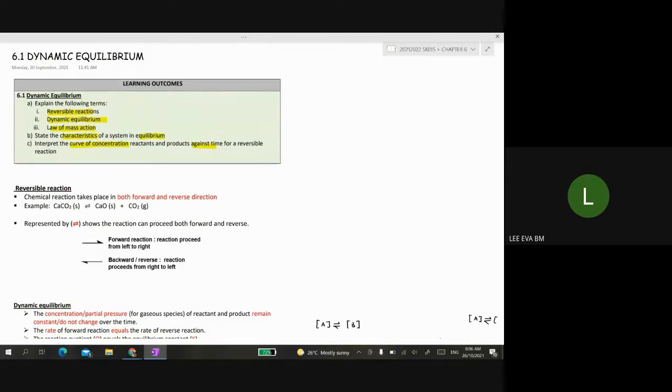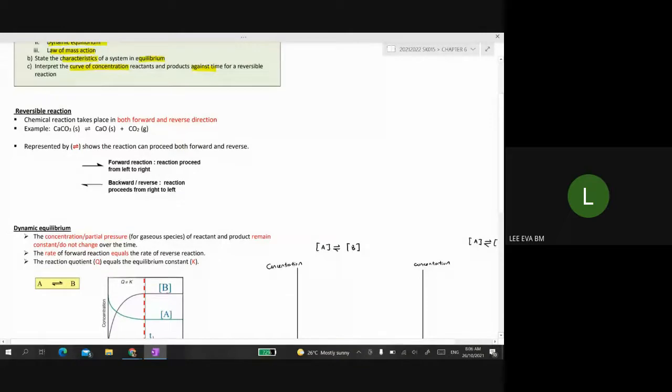First of all, let's look at the reversible reaction. The word reversible itself means that a chemical reaction can take place in both the forward direction and the reverse direction.